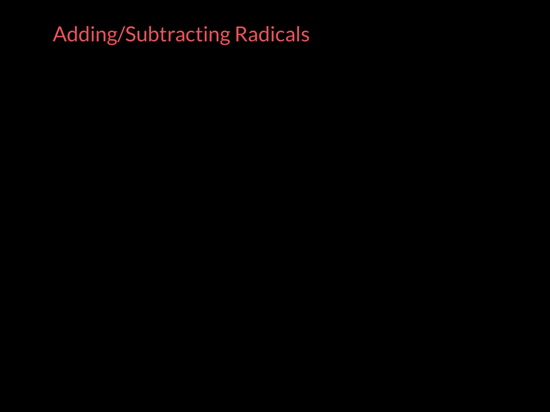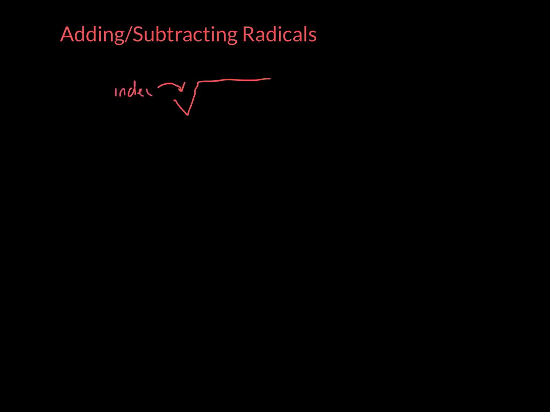Section 6.4, adding and subtracting radicals. Just a couple things that you need to know right off the bat. First off, you need the same index if you're adding two radicals. And just to let you know what an index is, if you've got a radical sign like that, the index is the number that's located in the little nook area there.